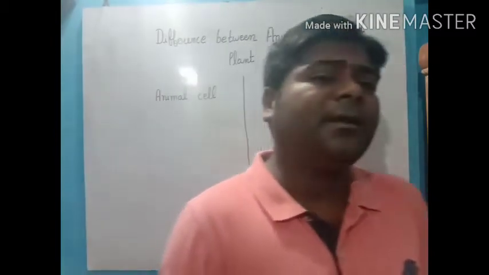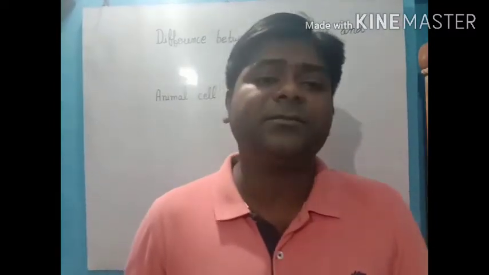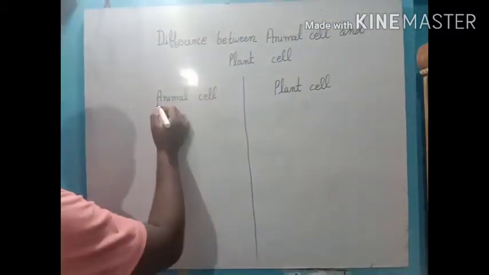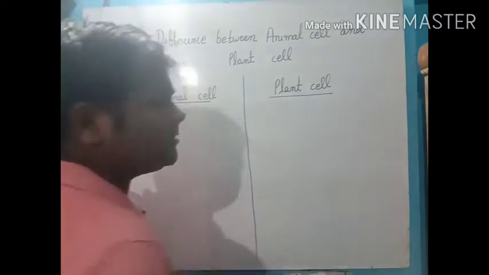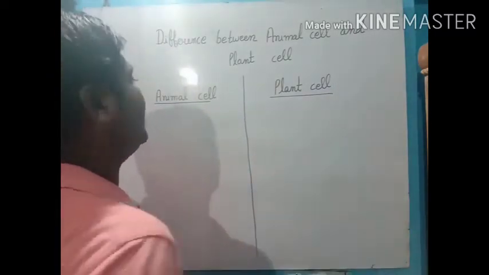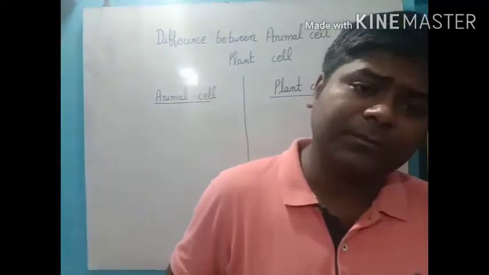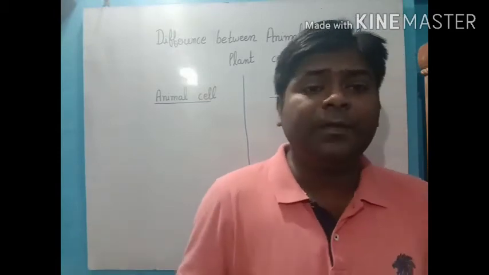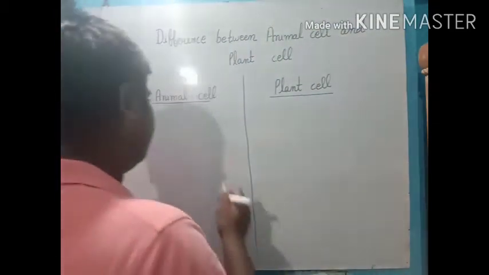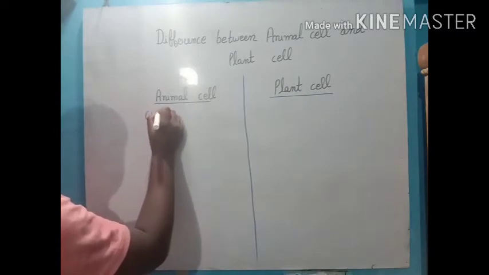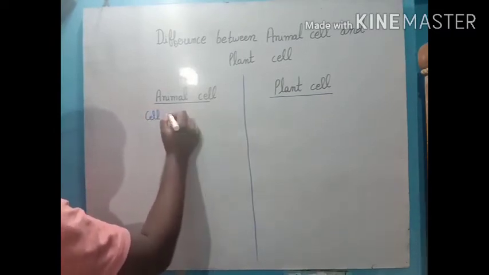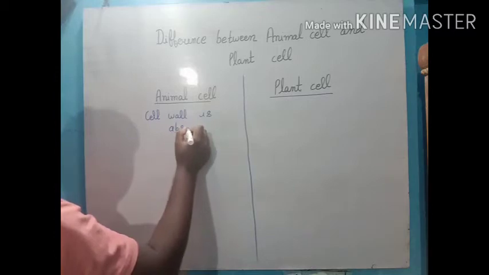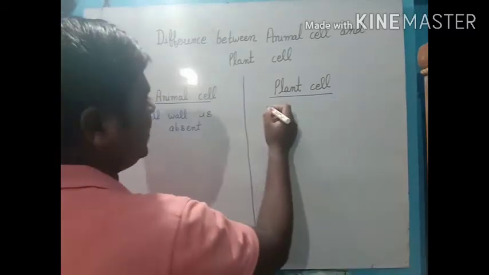When we take this topic, we have to focus on the characteristic features of plant cells and animal cells. Let's take one by one. When we have animal cell and plant cell, there is one basic difference, that is cell wall. In case of the animal cell, we don't have a cell wall, and in case of the plant cell, we have a cell wall. That is why it is the characteristic of plant and animal cell. Cell wall is absent, and here cell wall is present.